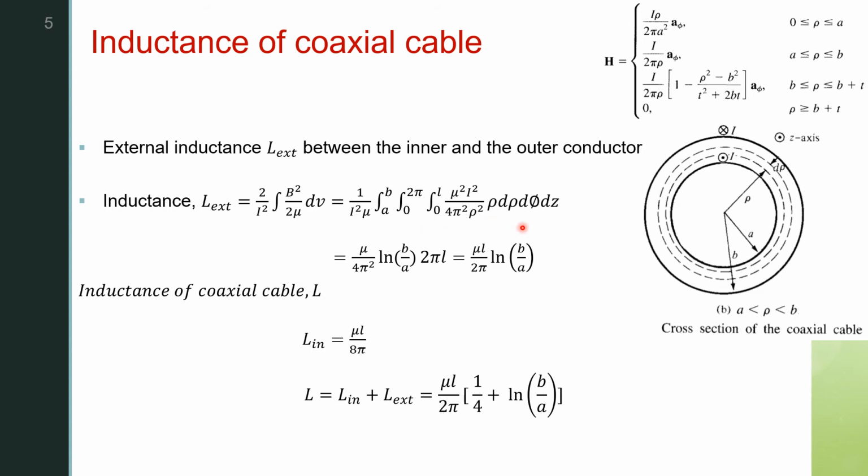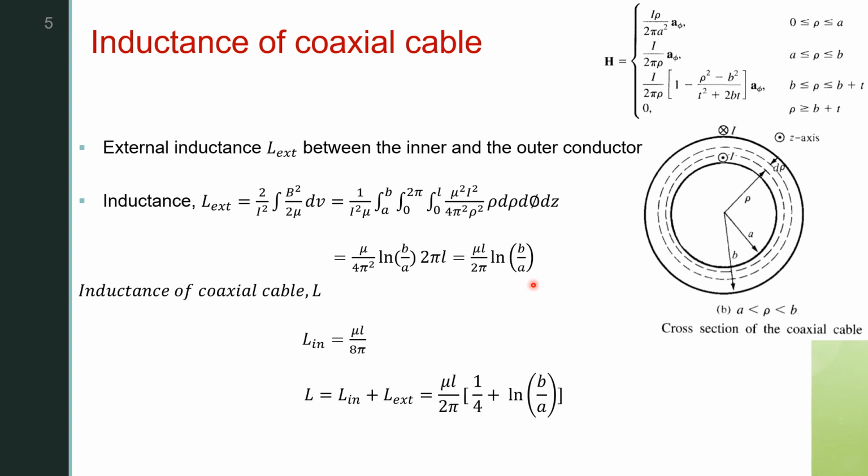Let's evaluate the integrals. We will get L external is equal to mu by 4 pi square ln B by A into 2 pi L. Simplifying this, it will become mu L by 2 pi ln B by A, where B is the radius of the outer conductor, A is the radius of the inner conductor, mu is the permeability, and L is the length of our conductor.